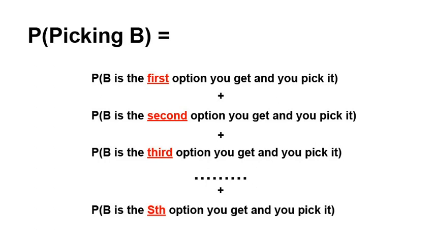Thus, the probability of picking B is equal to the probability that B is the first option you get and you pick it, plus the probability that B is the second option you get and you pick it, plus the probability that B is the third option and you pick it, and so on and so forth, all the way until plus the probability that B is your last option, the Sth option, and you pick it. Let's calculate the probability for each of these scenarios.